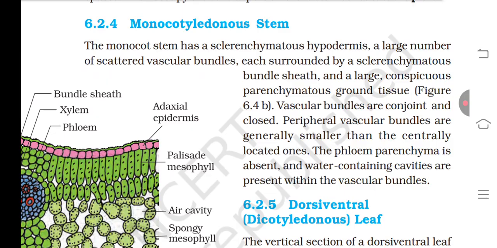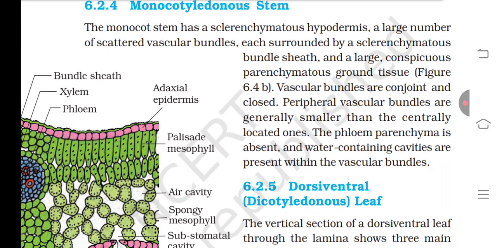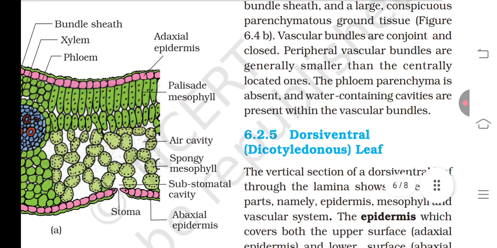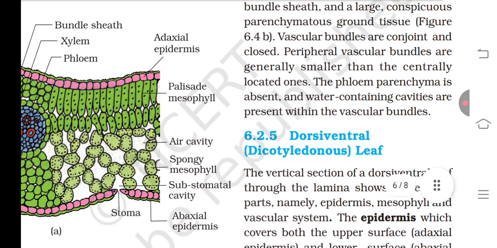Monocotyledon stem. The monocotyledon stem has a sclerenchymatous hypodermis and a large number of scattered vascular bundles, each surrounded by a sclerenchymatous bundle sheath, with a large, conspicuous parenchymatous ground tissue. Vascular bundles are conjoined and closed. Peripheral vascular bundles are generally smaller than the centrally located ones. Phloem parenchyma is absent, and water-containing cavities are present within the vascular bundle.